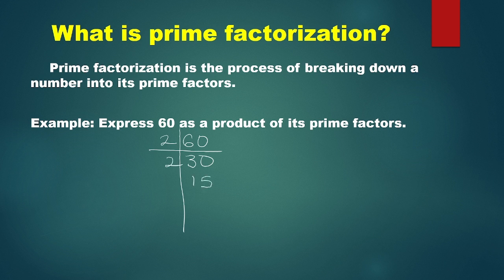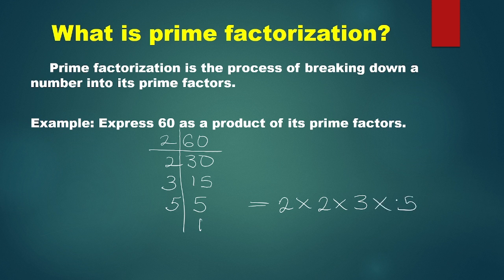Now, what prime number can divide 15? 3. 15 divided by 3 is 5. Now, 5 is already a prime number, so the only number that can divide 5 is 5. 5 divided by 5 is 1. So, to express 60 as a product of prime factors is simply 2 times 2 times 3 times 5.